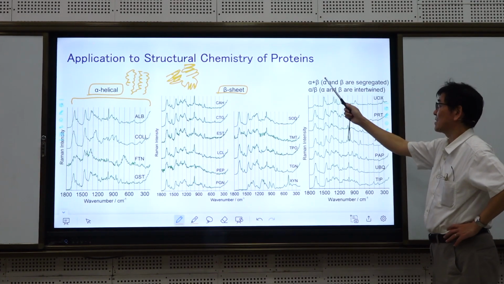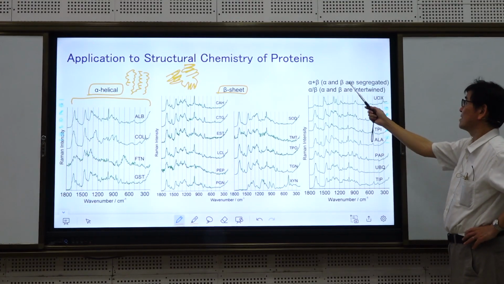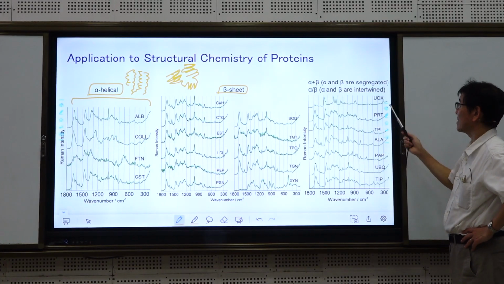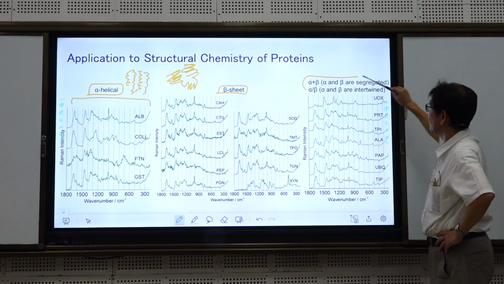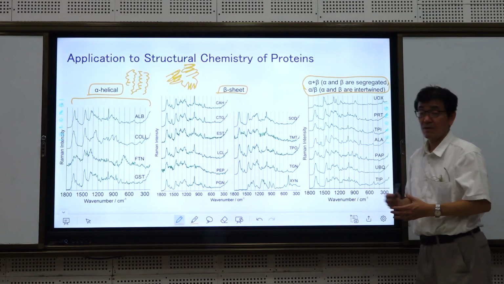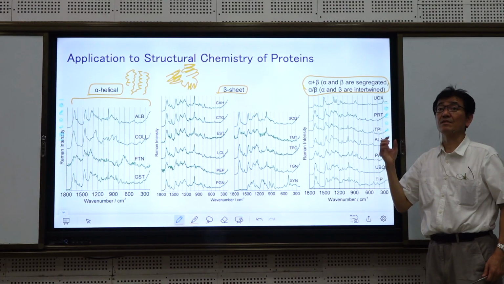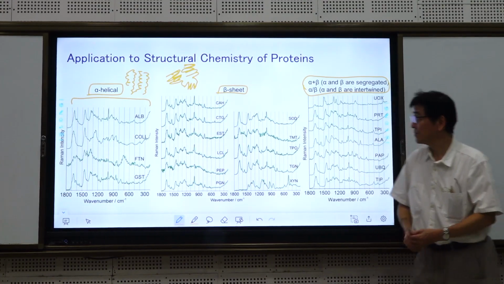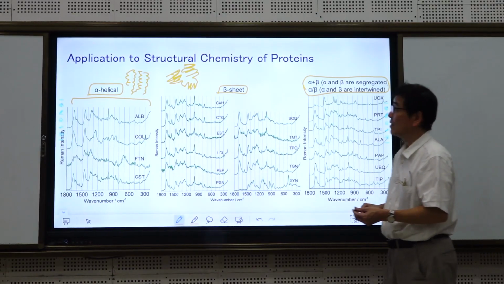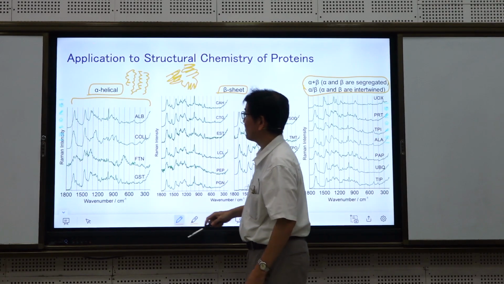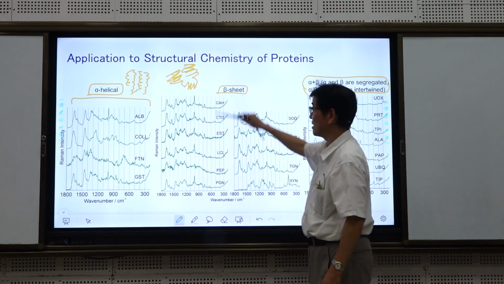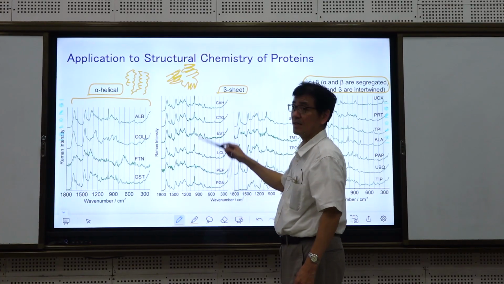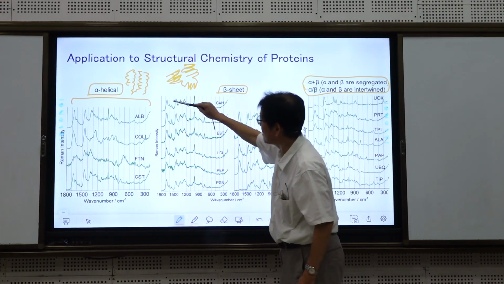And there is a mixture of alpha plus beta. Alpha and beta are segregated, or alpha and beta are intertwined. This is the third group. So typically alpha helix and beta sheet are stable structures, so they prefer alpha or beta structures. And you see, regardless of the name of the protein, the appearance is surprisingly similar to each other.